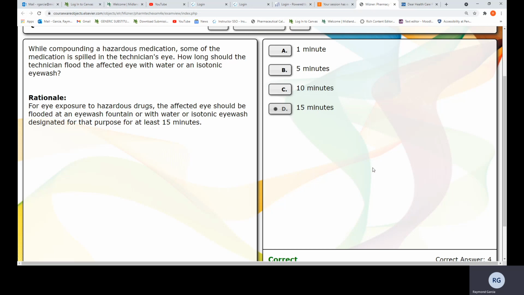For eye exposure to hazardous drugs, the affected eye should be flooded in an eye wash fountain or with water or isotonic eye wash, designated for the purpose, for at least 15 minutes.